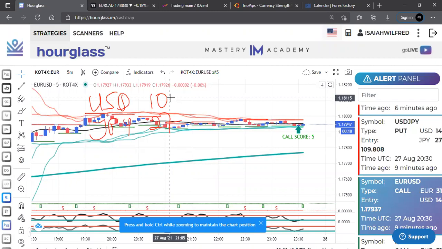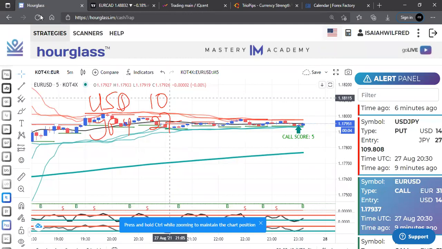So now we've understood the first and the second point. Now let's look out for the third point. What makes us have a third confirmation?